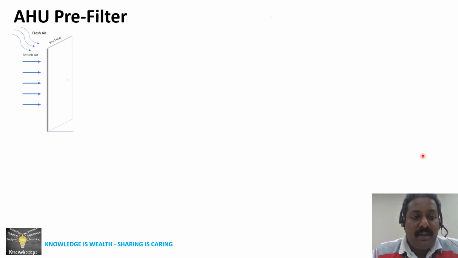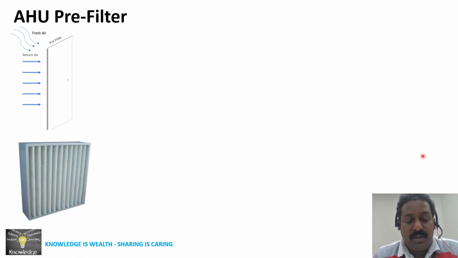Now let us quickly see the AHU pre-filter. As I already discussed, the AHU pre-filter gets an input combining both return air and fresh air. Fresh air is around 25 to 30% of AHU capacity, or calculated at 20 CFM per person. Fresh air is mixed with return air and fed to the pre-filter.